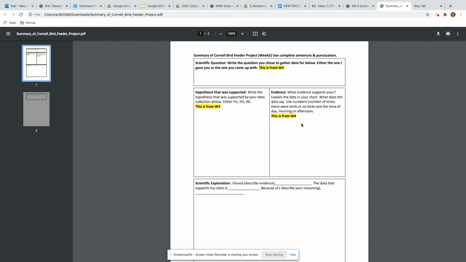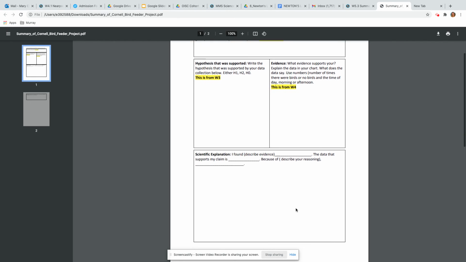And then here, you're going to tell me your data, and please use numbers. Look at your chart and tell me how many times you went to the Cornell bird feeder and saw birds in the morning and the evening, and was one higher than the other, or were they the same? So you're going to put a sentence or two about your data and use numbers.